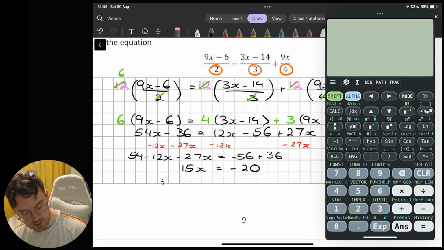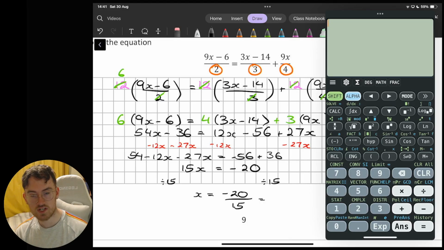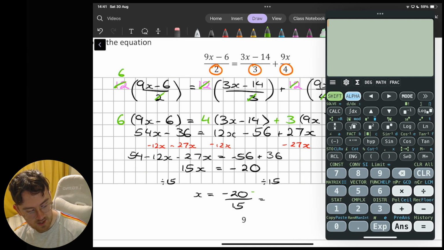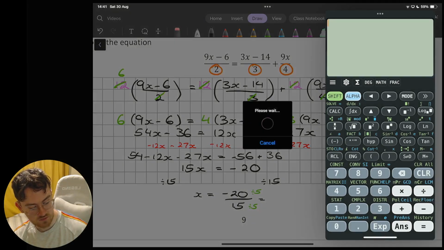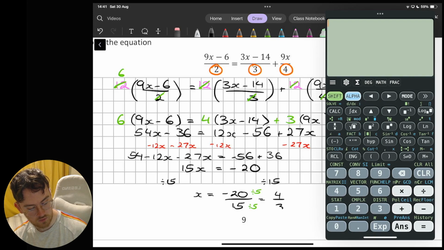I'm going to divide both sides by 15 to get x on its own. So x is minus 20 over 15, which does reduce down. Okay, thinking about how it reduces down, we're basically dividing both of the numbers by 5 to get 4 over 3, or negative 4 over 3.